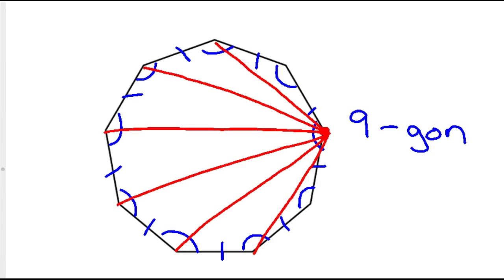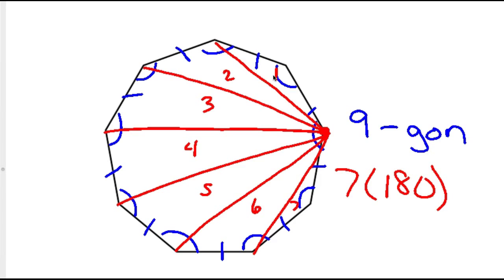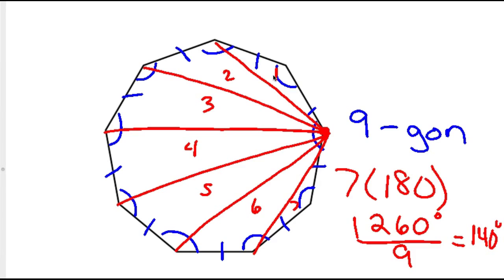Well, notice there are 7 triangles. If you count these out, 3, 4, 5, 6, 7. So there are 7 180-degree triangles, which if you multiply 7 times 180, you get 1260 degrees. So if you add those all up, what's kind of nice is you could divide that then by 9. So 1260 divided by 9 is 140 degrees. So I know every single one of these blue angles is 140 degrees.